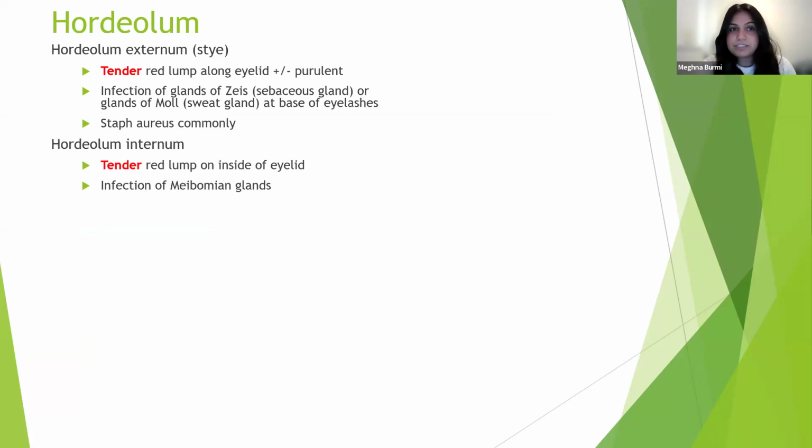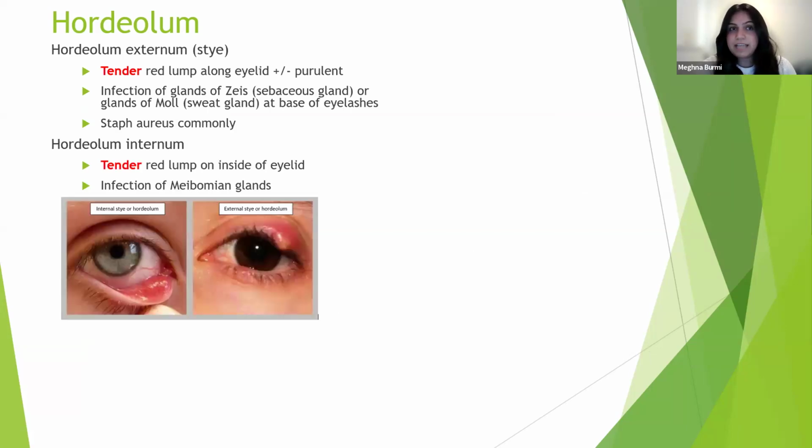Okay, now we talk about hordeolums. So there's two types of hordeolums. There's an external and an internal. An external hordeolum, so this phenomenon is not actually to do with the eyeball itself, but with the lid. Okay, so this is a stye if it's external, and an internal one that exists by pulling down. Okay, hordeolums are tender red lumps. They can be purulent.